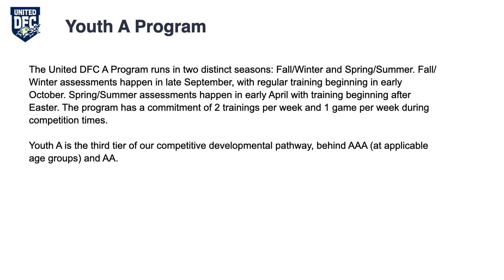The Youth A program runs in 2 distinct seasons, so fall-winter and spring-summer. Fall-winter assessments happen in late September and regular training begins in early October. For the spring and summer, assessments will happen in early April and training will begin after Easter. So the Youth A program has a commitment of 2 trainings per week and 1 game per week during competition times, and it is the third tier of our competitive development pathway. So at the top of that would be our AAA programs at the U17 and 15 levels, and then we have our AA programs which are at the U18, U15 and U13 levels.